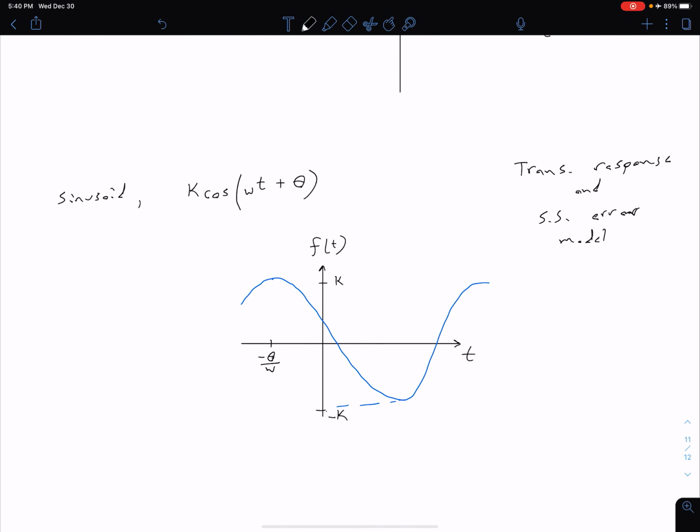Again, hopefully everybody was already familiar with these, but if not, hopefully that was a good refresher. So that's the end of our first introductory unit. In our next unit, we're going to start looking at how we can model systems in our frequency domain.